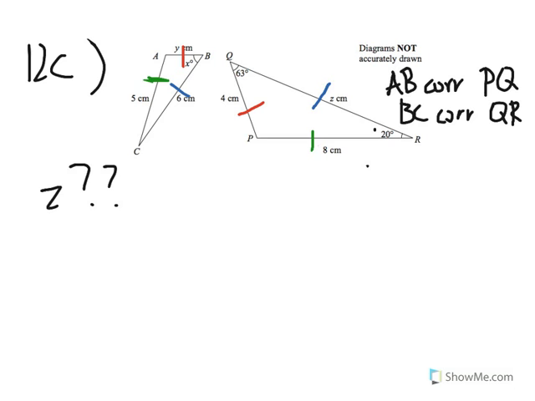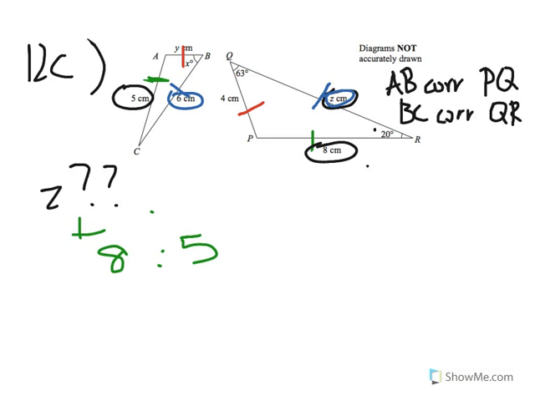Alright, so question 12c, we're being asked to find z. So all we got to do is, we can say that this ratio between the green sides is equal to the ratio between the blue sides, which is this and this. So 8 is to 5. So that ratio, again, I'm going with larger to smaller triangle. So 8 is to 5 is equal to, what's the other one?